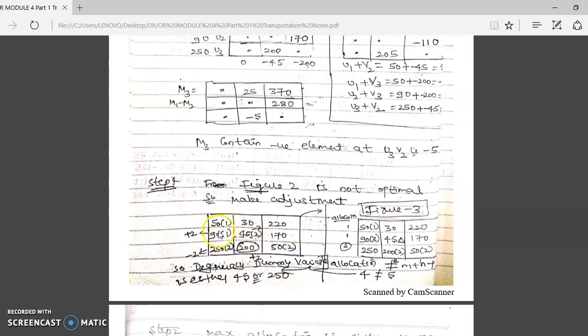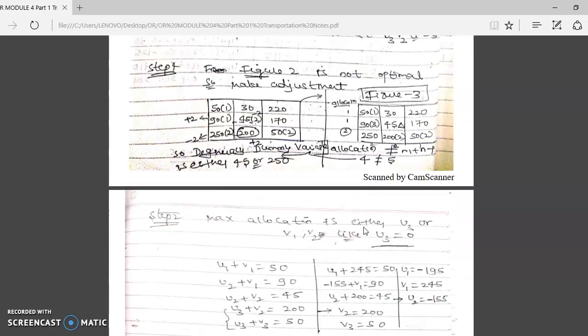Even though if I take this one, it will be plus 2, minus 2, plus 2, minus 2. So supply and demand remain the same. You can just take it in such a way. Okay, then again readjust it. Now after doing this, what we got: the number of allocations is not equal to m plus n minus 1. So consider one value as a dummy variable. You can consider any one variable, not only 45. You can consider any of these values as a dummy variable.